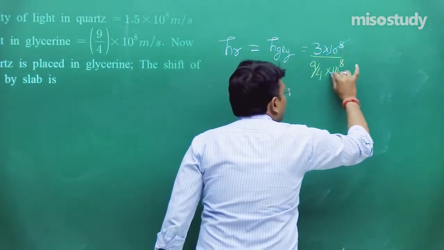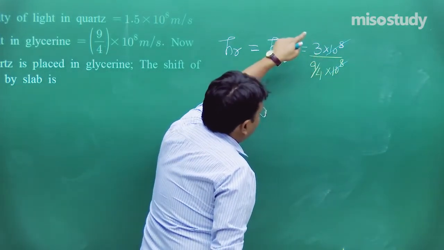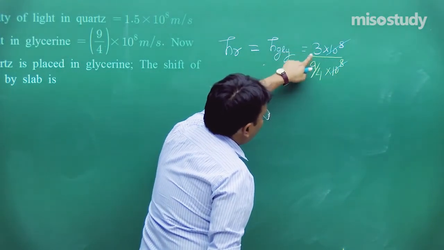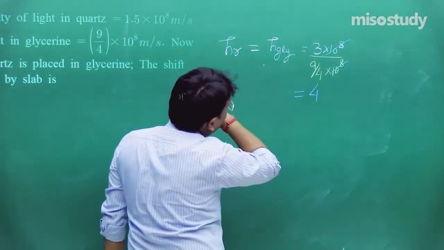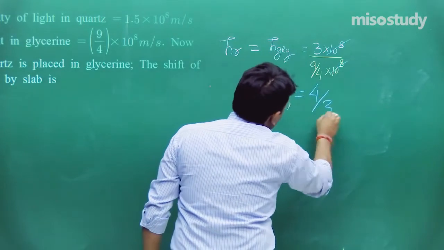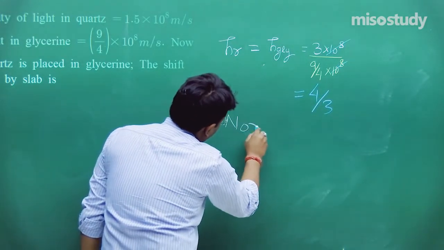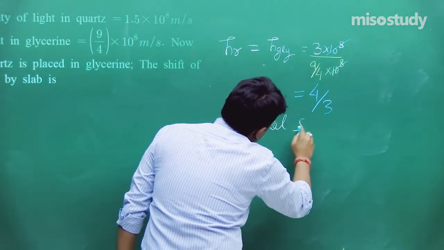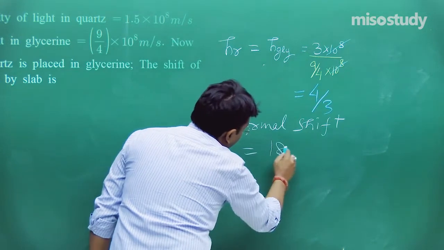cancel, it's jumping up. So now it is 4 3s are 12 upon 9. Ultimately it will give you 4 3s are 9, yes, 4 by 3. Fine. Now normal shift is how much? It is 18.